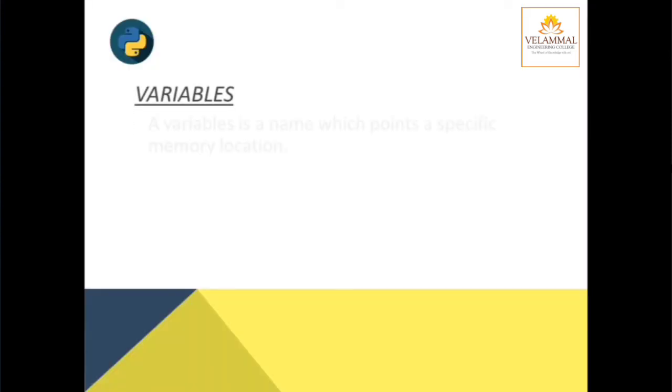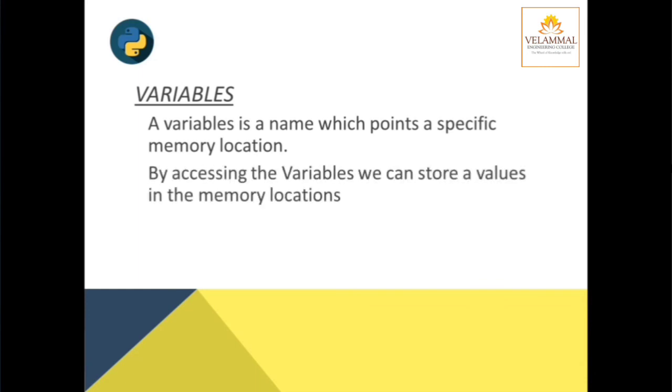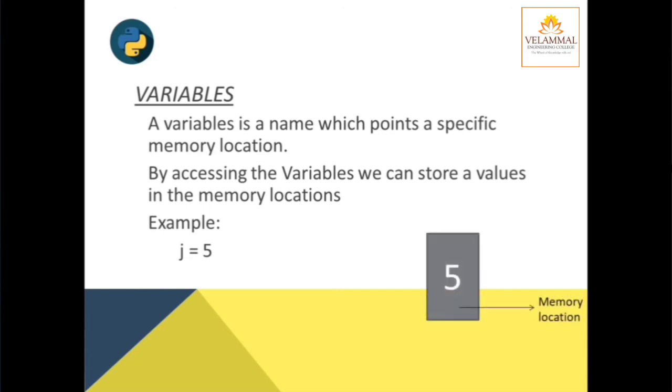Variables. A variable is a name which points to a specific memory location. By accessing the variable, we can store a value in the memory location. Example, j equal to 5. Here j is the referencing variable that points to a memory location, and 5 is going to be stored in that memory location. Let's see, 5 is in the memory location and j is the reference to the memory location.